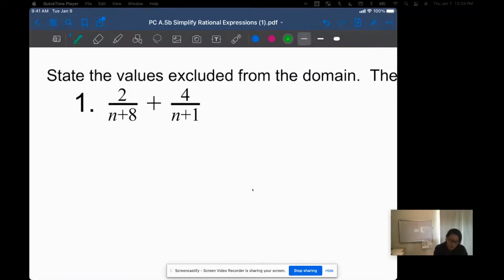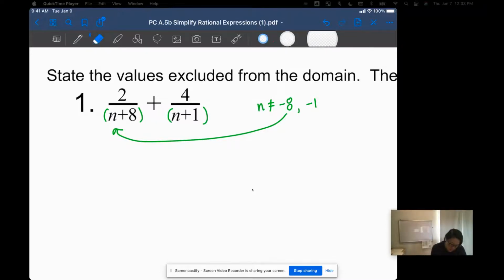So first off, I'm going to look at my expressions. I'm adding 2 over n plus 8 and 4 over n plus 1. So right now, I can see that my excluded values would be n cannot equal -8 or -1, since when I plug either one of those in, it's going to give me a 0 in the denominator, so I can't divide. And it's really important we do this at the beginning, before we start simplifying, because sometimes your factors will cancel out at the end and then you kind of lose that number.